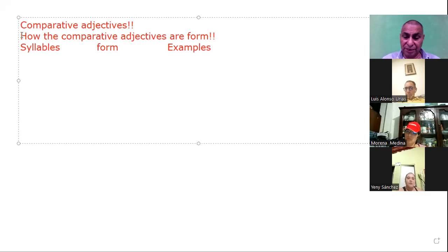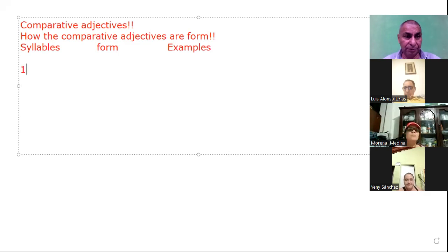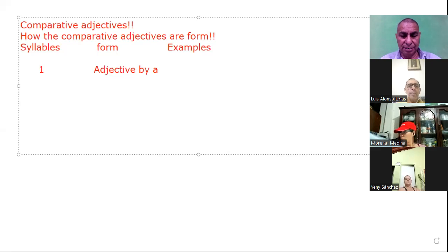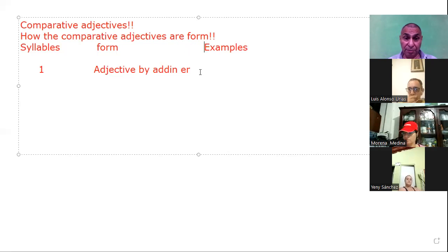Okay, if the adjective has one syllable, see, how do we form it? We form the adjectives by adding ER. Okay. One syllable adjective, we add ER to the adjective and we form the comparative adjective. Now let's see an example.